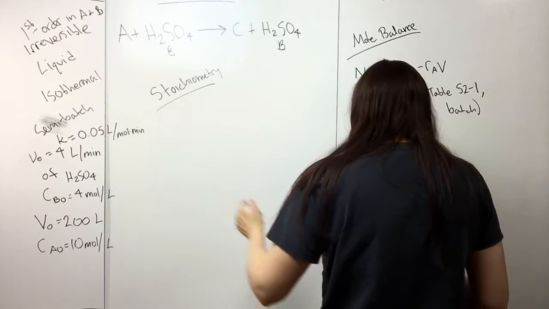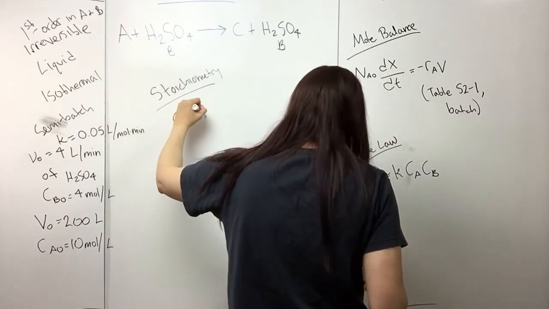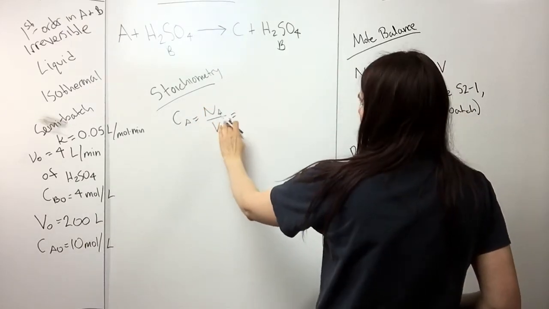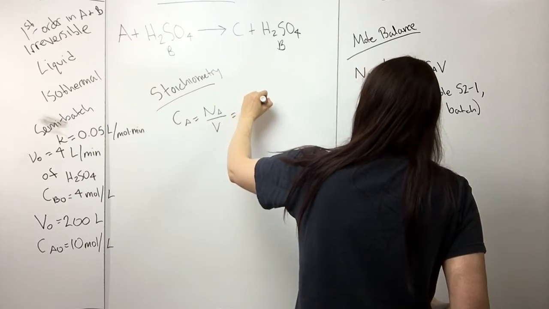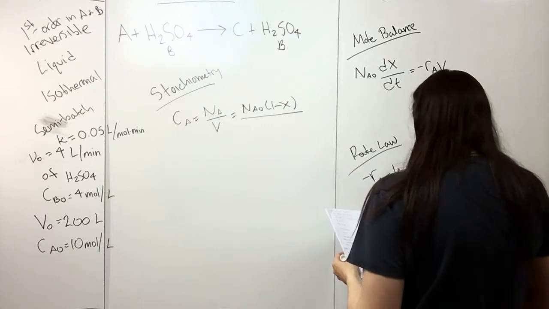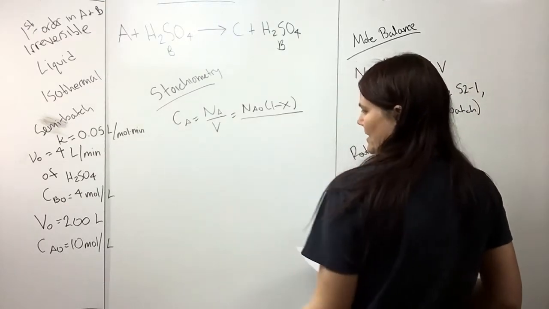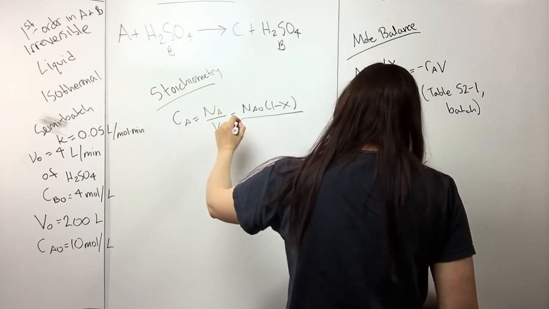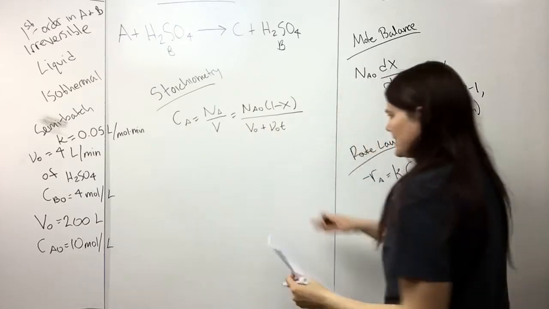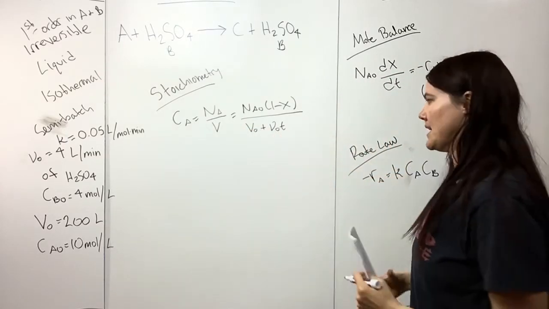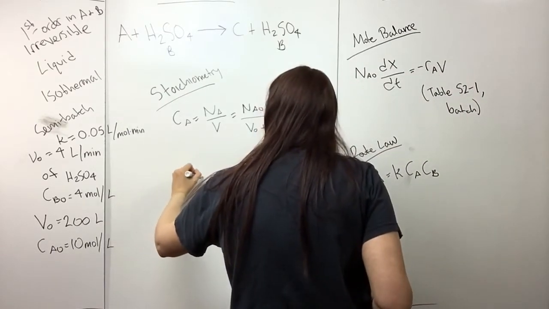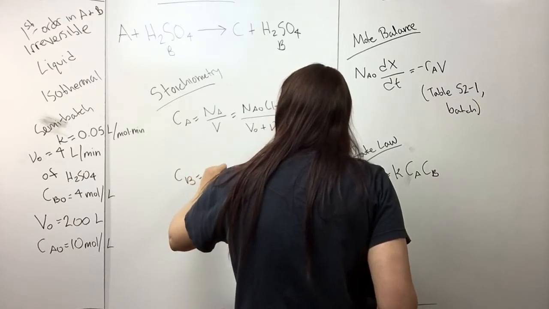So we know that CA is equal to NA over V, and we know that NA is equal to NA naught times 1 minus X. Since this is a semi-batch reactor, the volume is actually changing. So V is equal to the initial volume plus the volumetric flow rate multiplied by time. And then CB is the same thing. It's equal to NB over V.